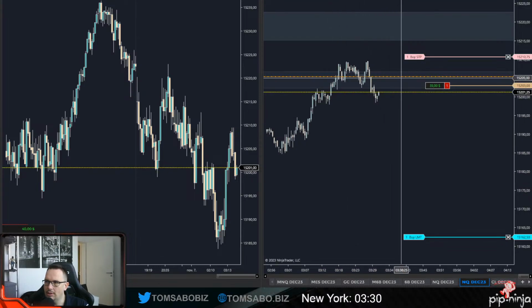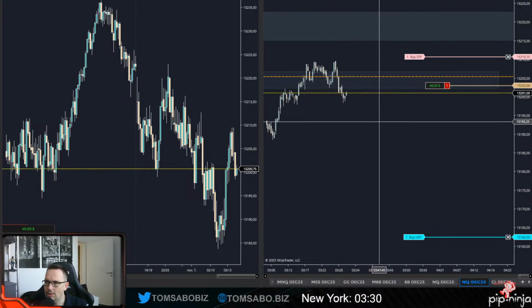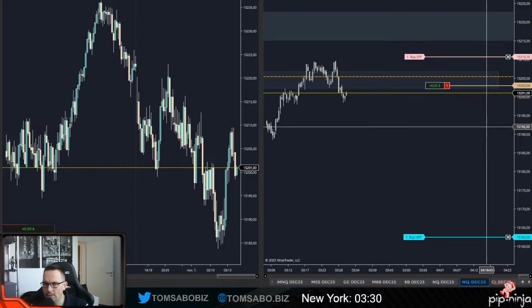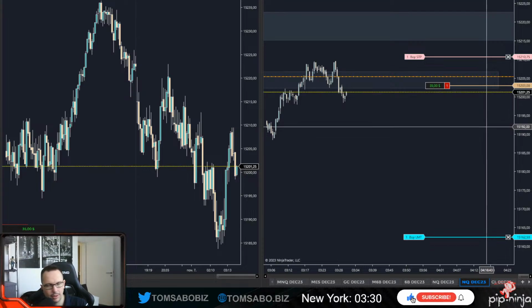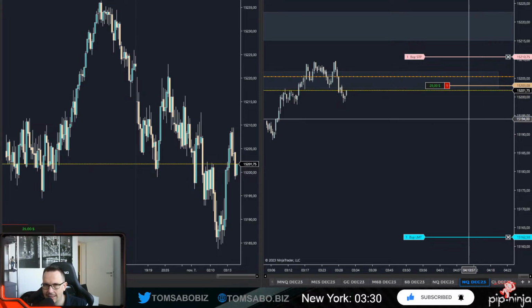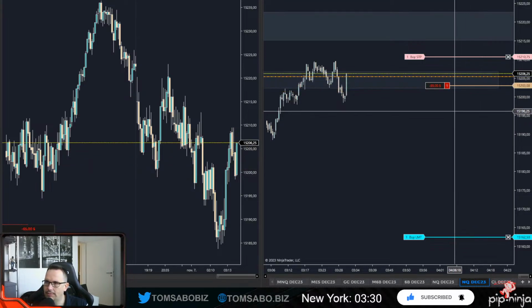I mean, this trade could last, if it's going to just consolidate here, we could be sitting in this trade for hours during the day. It can happen easily. Easily we can be sitting in this one. Or not.